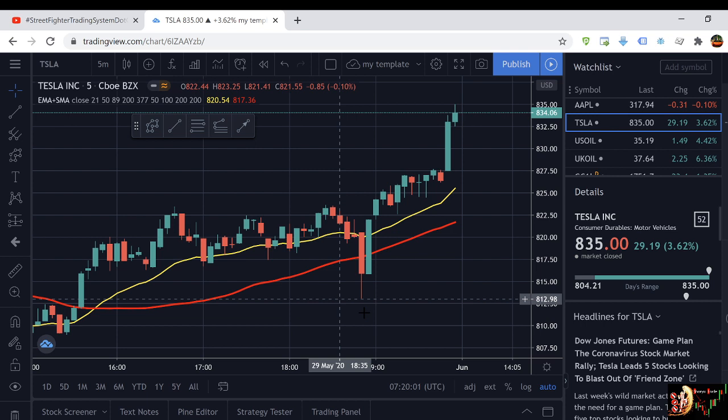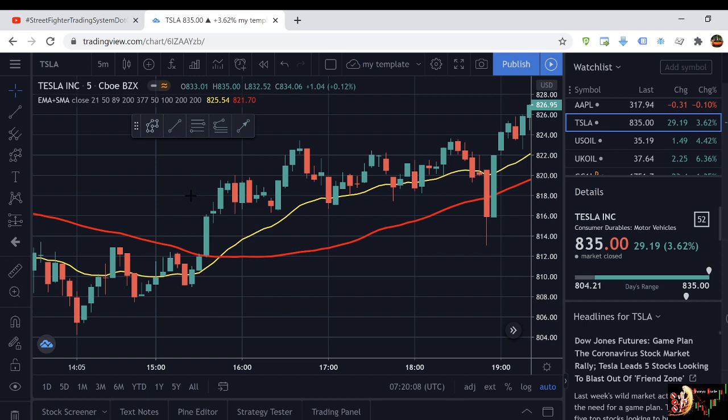So it did a first impulse, right? With the 21, with the SMA angling up. So impulse, retrace, impulse, and it hasn't yet retraced, I think. So can we take this trade or not?